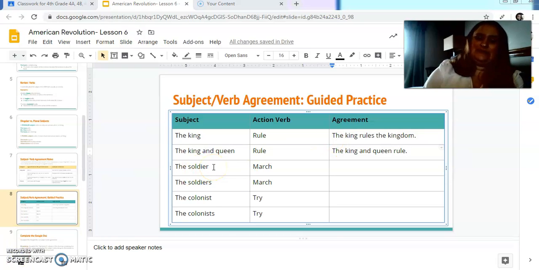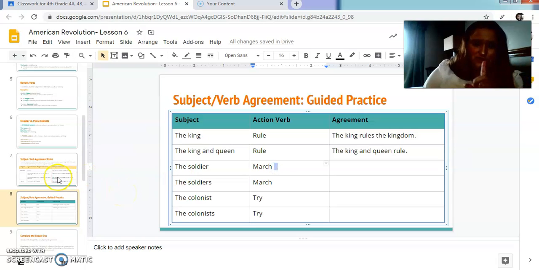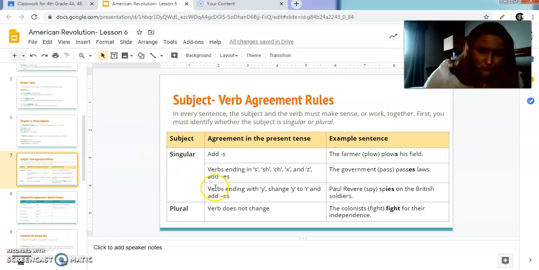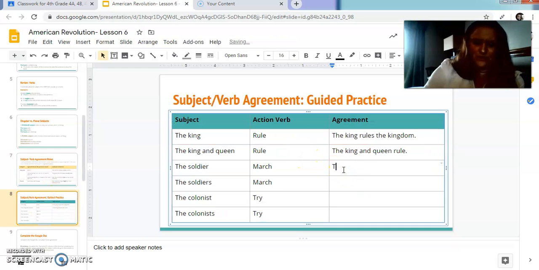The next subject is the soldier. So we're just talking about one soldier. So the verb is march. I know now it's only singular, so there's one, but I know that it ends in CH, so there's a rule I have to follow. Verbs ending in CH, I put an ES on the end of it. I don't just put an S, and you can see when you look at it, it looks weird. The soldier march, like see that's not a word. It's even going to tell me, you can see the red on there, it looks crazy. So the soldier marches. So you put an ES on the end of it.